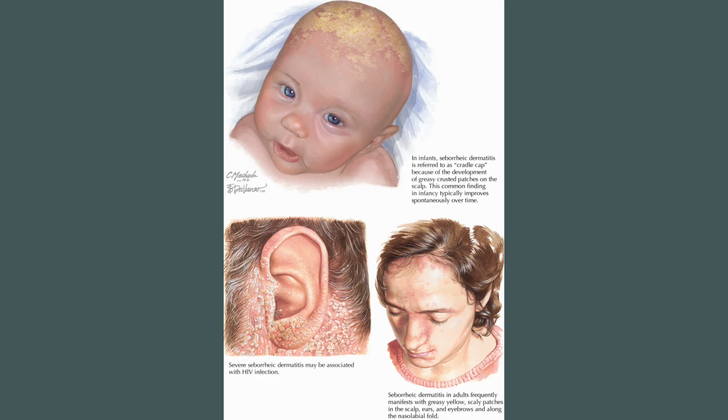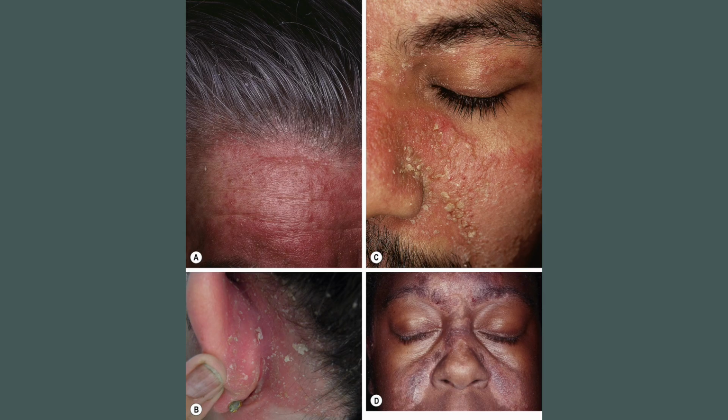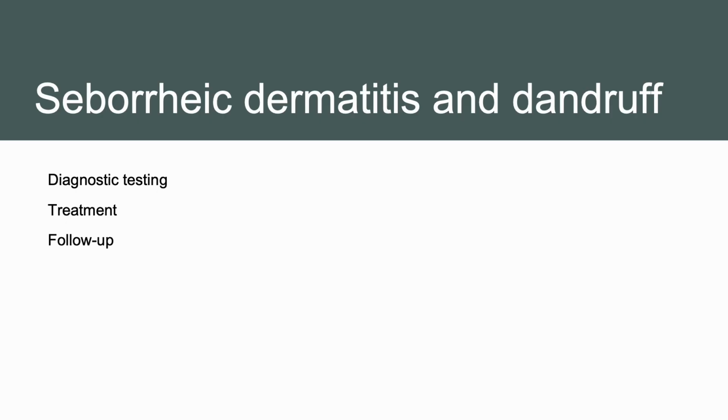Here's a nice drawing showing the typical presentation, and then clinical images showing that seborrheic distribution around the creases of the nose, the hairline, and behind the ear, areas where there are a lot of sebaceous glands. This is often a clinical diagnosis. Skin biopsy can be used in uncertain cases.